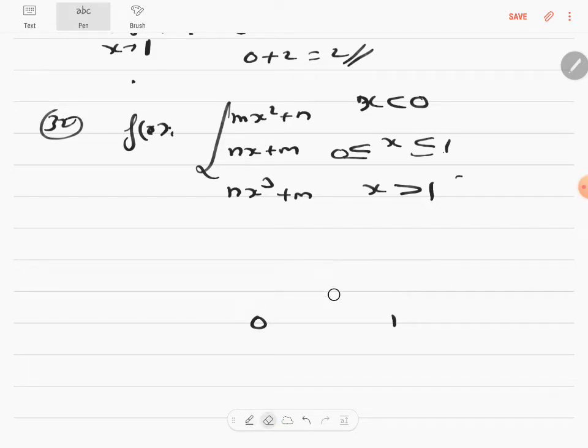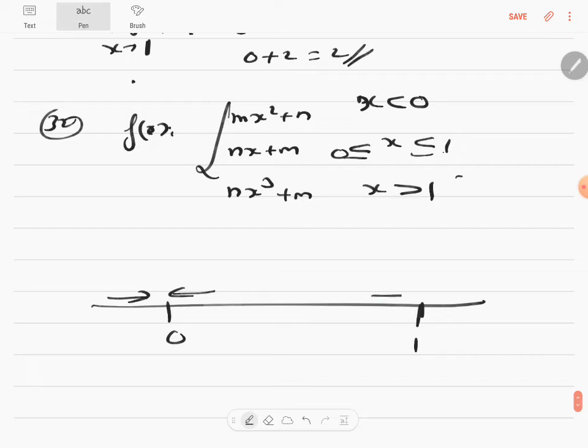Therefore, I decide I am going to put a number line where you will have a 0 and a 1, where I'll put 0 from the left and 0 from the right, and 1 from the left and 1 from the right.